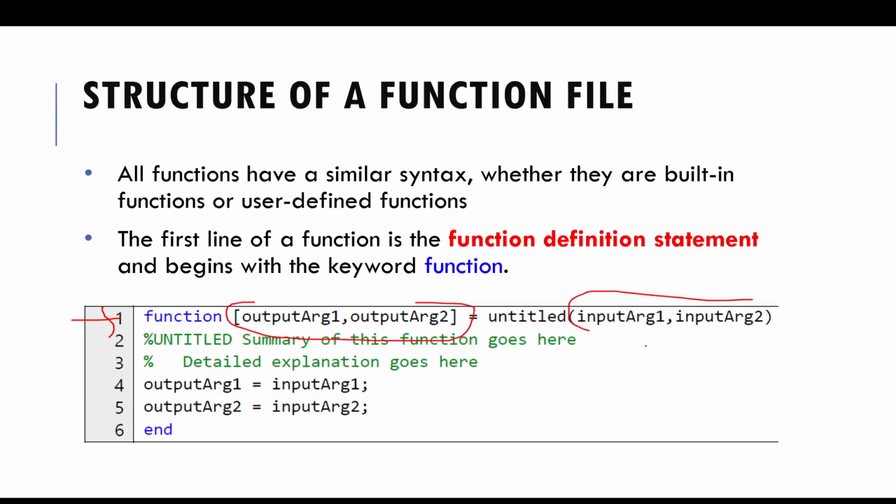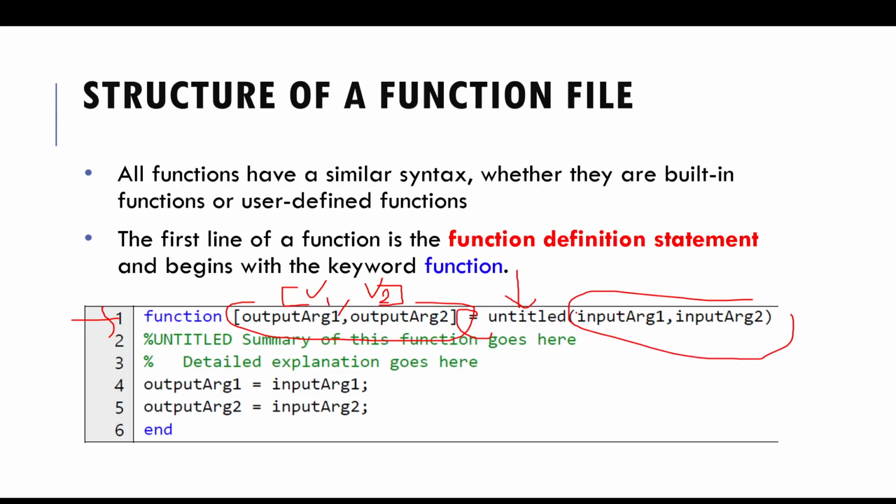The function outputs are the variables whose values are calculated by the function using the provided input arguments. The output arguments are enclosed in square brackets, separated by commas, especially if it has more than one output variable. After the assignment statement is where you put your function name. You have to remember that the function name should match the function file name.